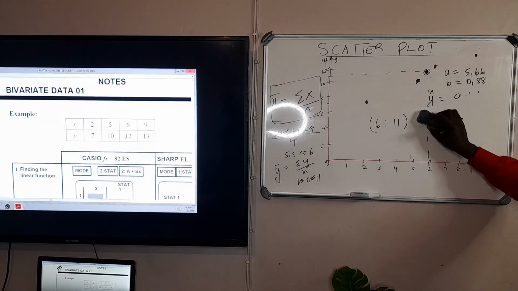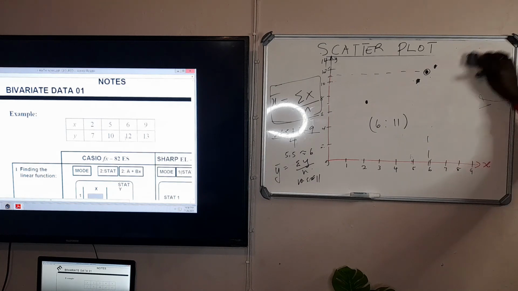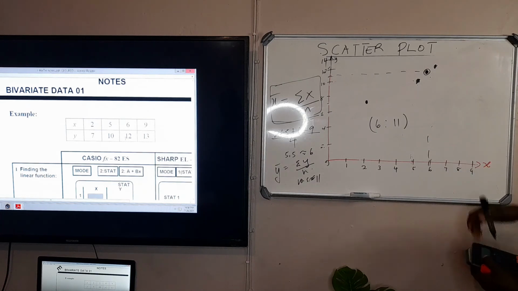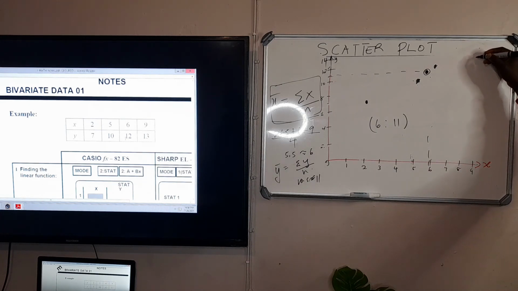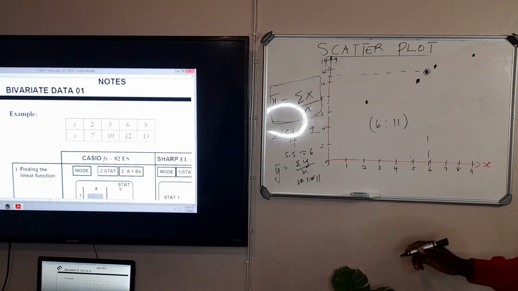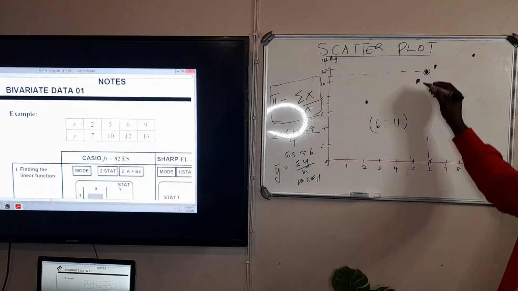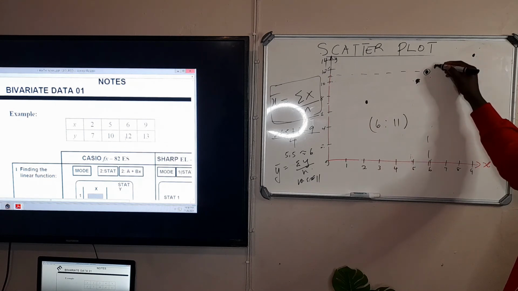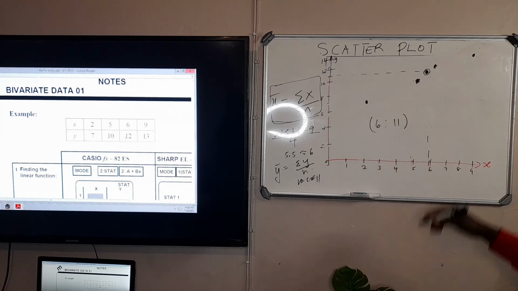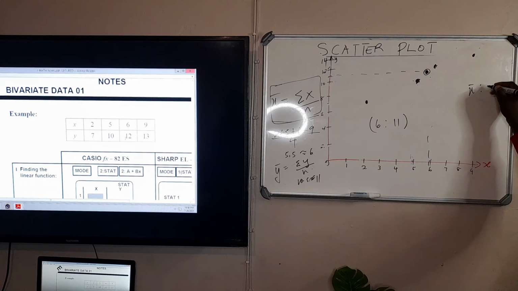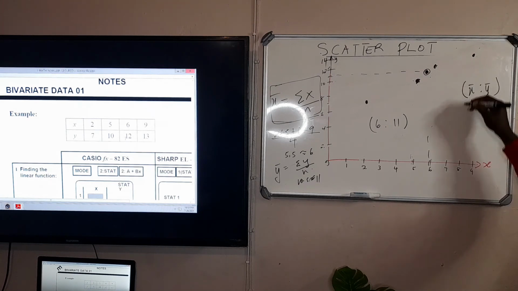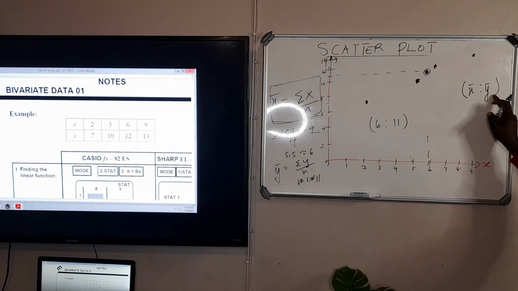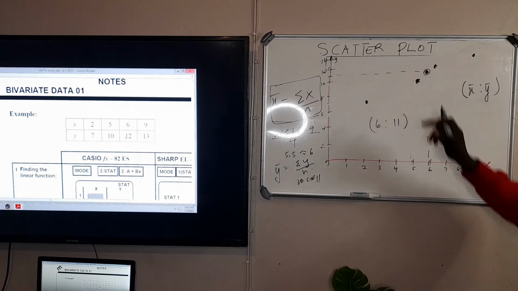So after knowing this, I clean it off. So there was 9 to 13 there. Now how many points have I got? I've got 1, 2, 3, 4, and now I have inserted the mean values, which are x bar and y bar. You find the mean for x and the mean for y, and you come and insert it here.